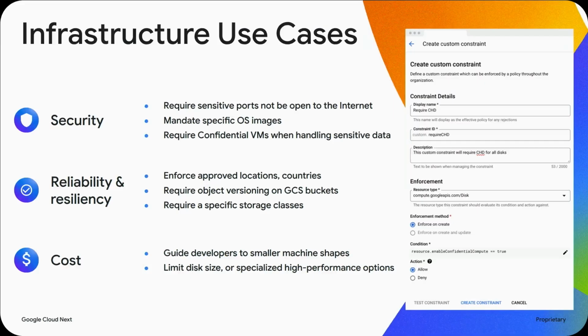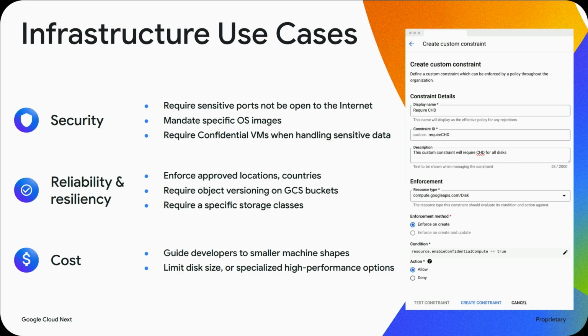As an infrastructure product manager, I wanted to give you some infrastructure layer examples of the controls that we've seen folks implement. Making sure that sensitive ports are not accidentally exposed directly to the internet without an intermediate security solution, very common one. Mandating the use of specific or custom OS images with your best practices baked in. Requiring the use of confidential VMs to handle your most sensitive data.